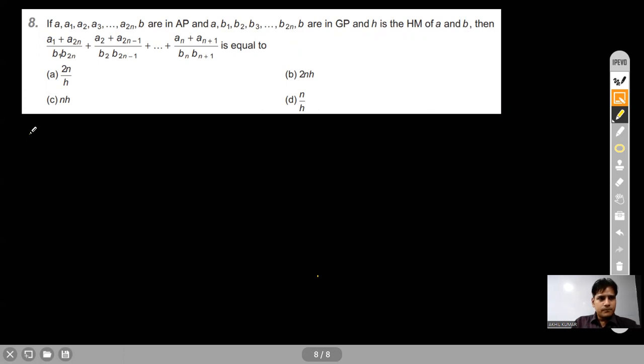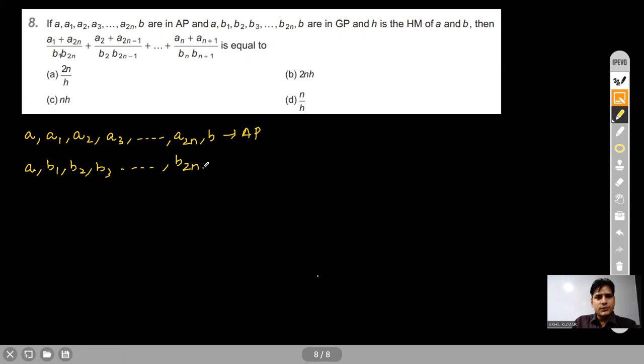So it is given A, A1, A2, A3 up to A2N and B. This is in AP. Okay. And A, B1, B2, B3, up to B2N, nth term, and this B is in GP, right?